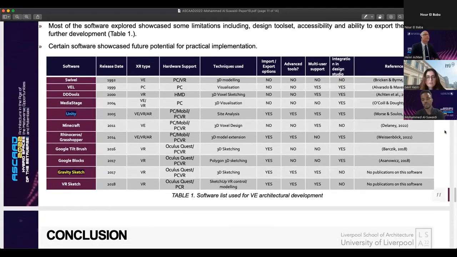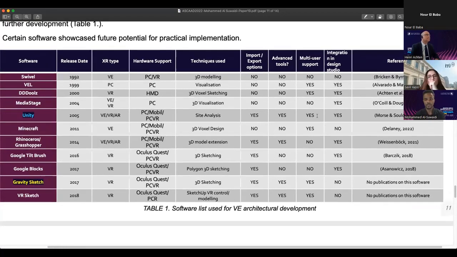Exactly. The yes and no was to highlight whether the research paper I was talking about, with the reference of each researcher, Bricken and Byrne, Alvarado and Maver, on the far right of the table, had incorporated the method in a design studio, or whether it had been practiced in an academic or public platform. In this case, the VEL lab project was implemented in an educational platform. So the yes and no refers to whether it was implemented in an academic platform or not.